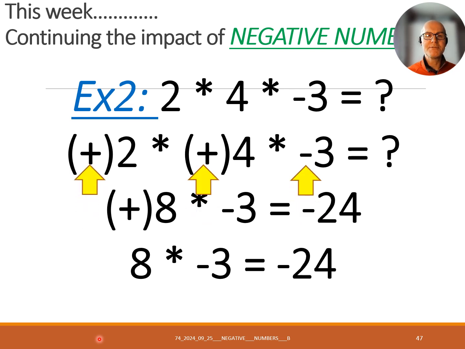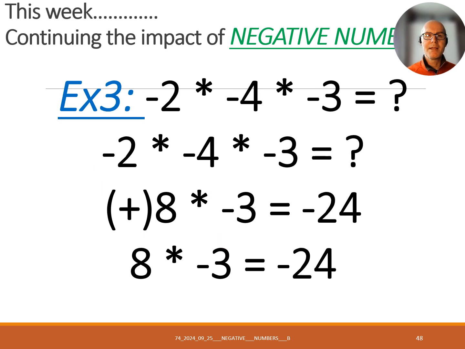Positive times a positive is a positive answer. Then the positive answer times negative is a negative answer. Positive times negative, negative answer. 8 times negative 3 is negative 24. Next example. Negative 2 times negative 4 times negative 3.